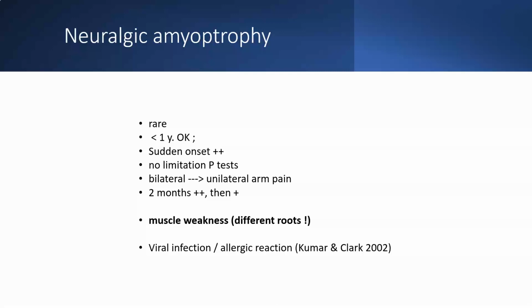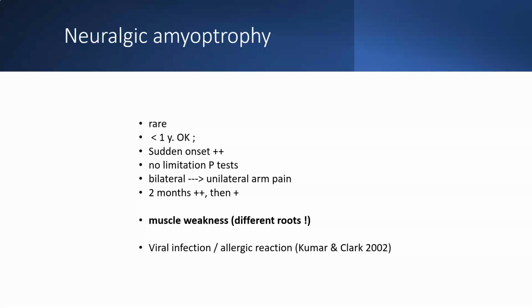So if you think of an internal derangement and the patient says, I have a lot of pain, you must find pain and limitation on passive test. He has bilateral arm pain, which evolves towards unilateral arm pain. During 2 months it's quite intensive, then it gets better. Muscle weakness for different roots, so that sounds really suspicious.